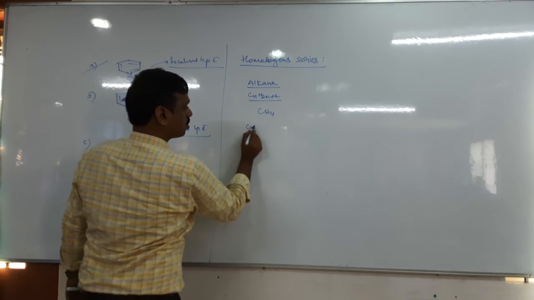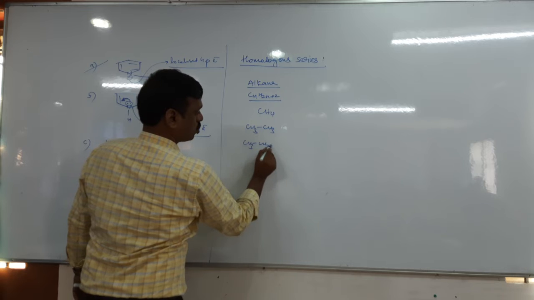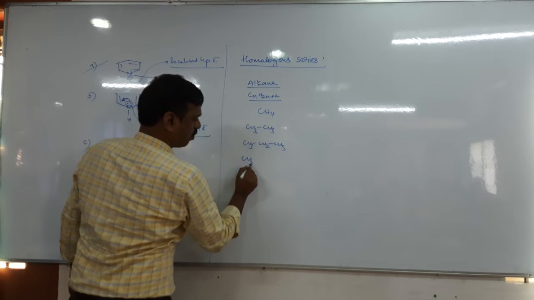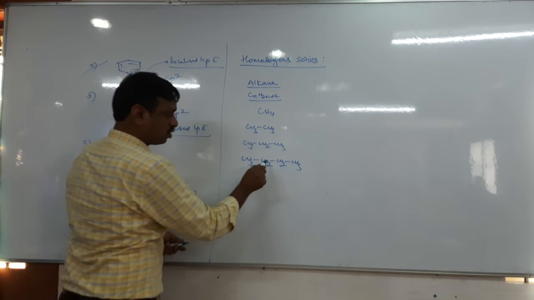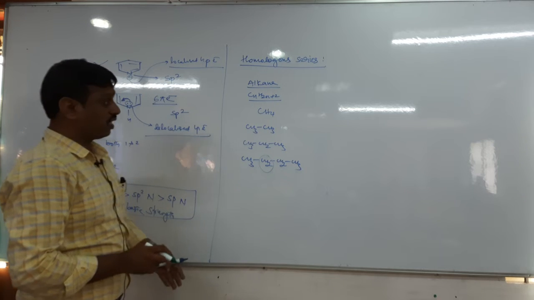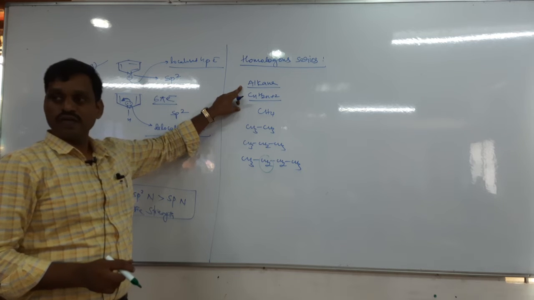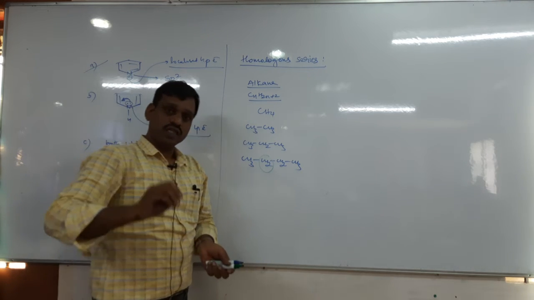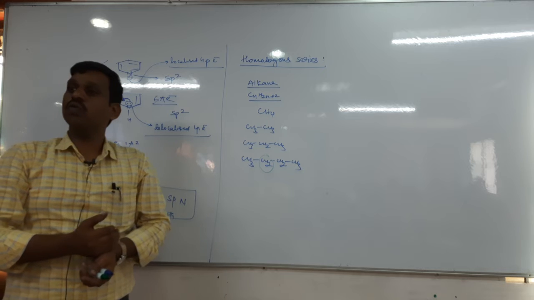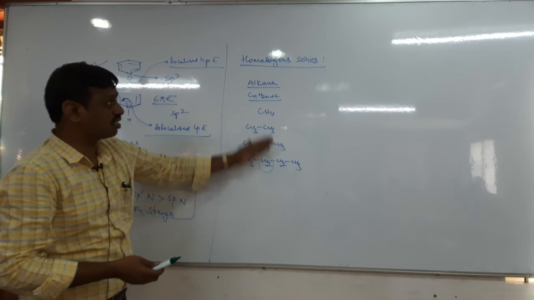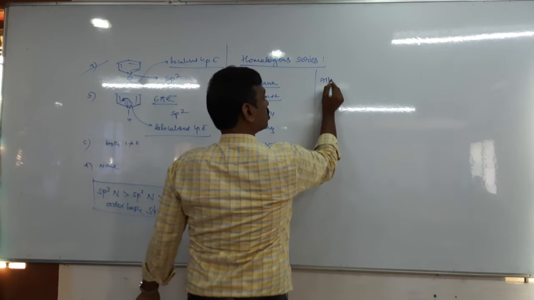So what is the first member? Methane. Second member? CH3, CH3. Third member? CH3, CH2, CH3. And see, when you write each member, what increases? CH2 group increases, no? Then all these members of the alkane have the same general formula. It means, what is a homologous series? The series in which all the members or compounds have the same general formula is called a homologous series. Therefore, these are all the homologous series of alkane. Similarly, you can write the homologous series of alkene. So what is the alkene general formula?